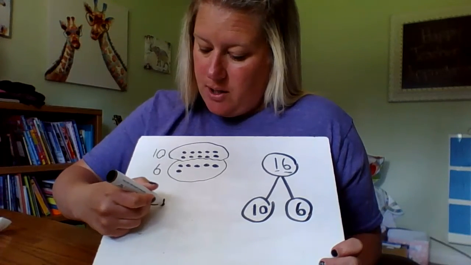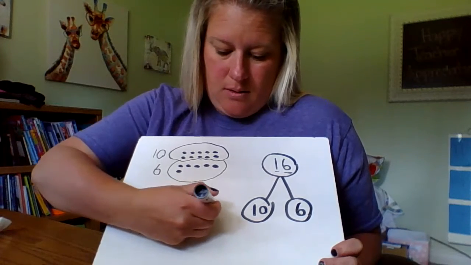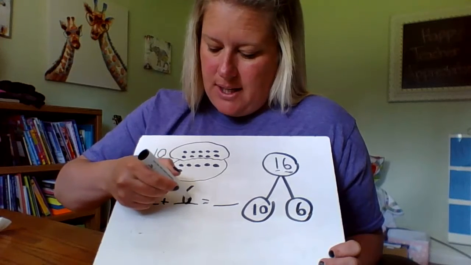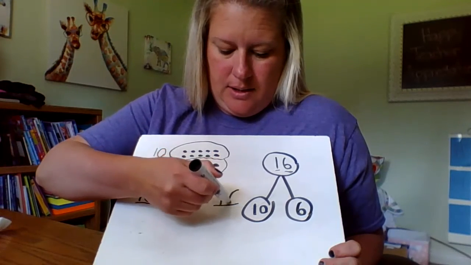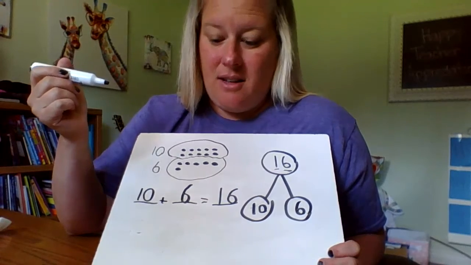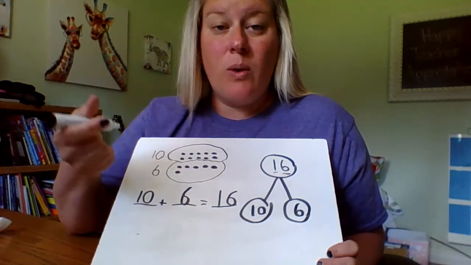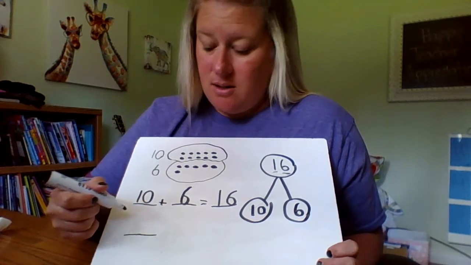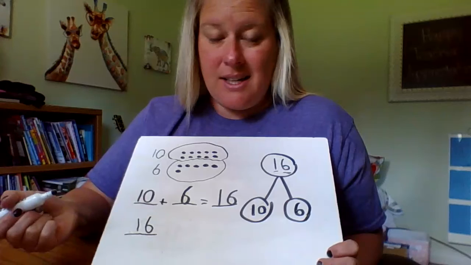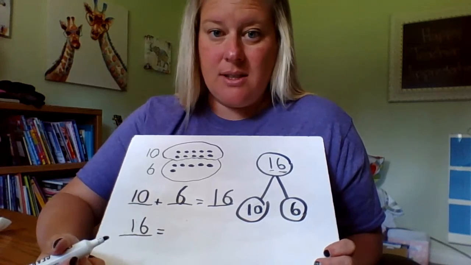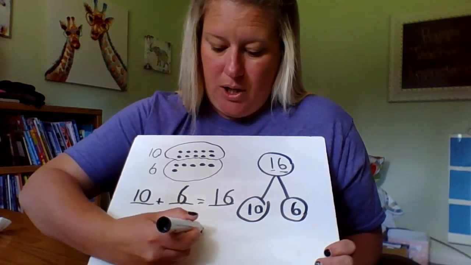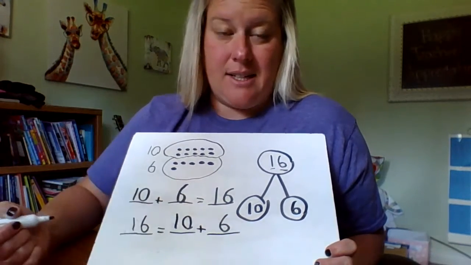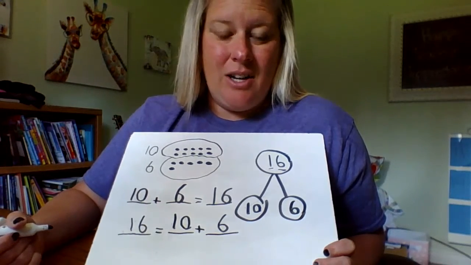Okay, now I want to write them in an equation. So let's do our parts first. So our parts would be 10 plus 6 equals 16. Now I want to flip where my numbers are. I'm going to have my whole number first, which is 16, equals my two parts added together, 10 and 6.